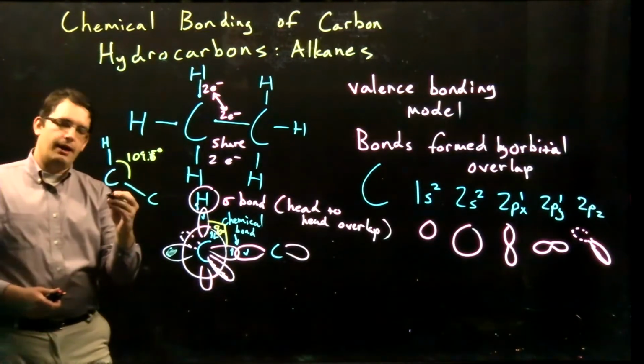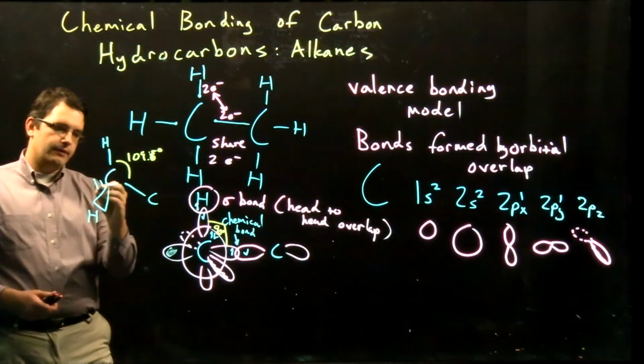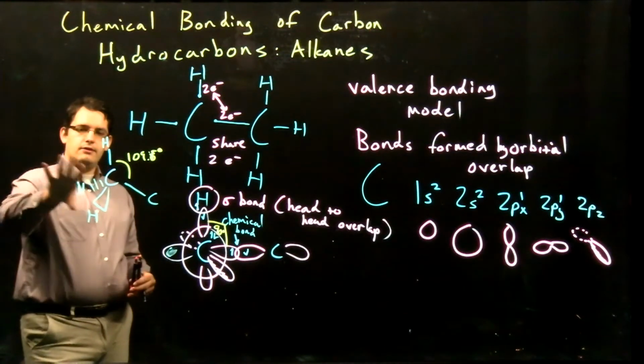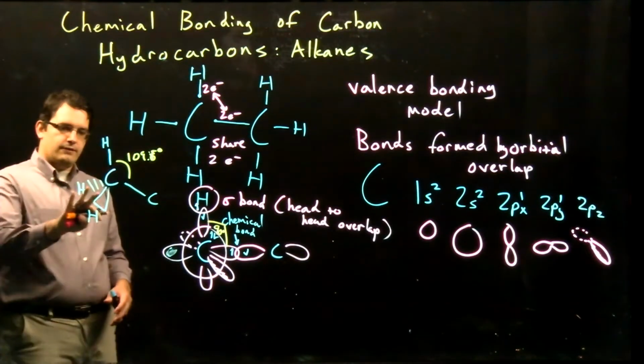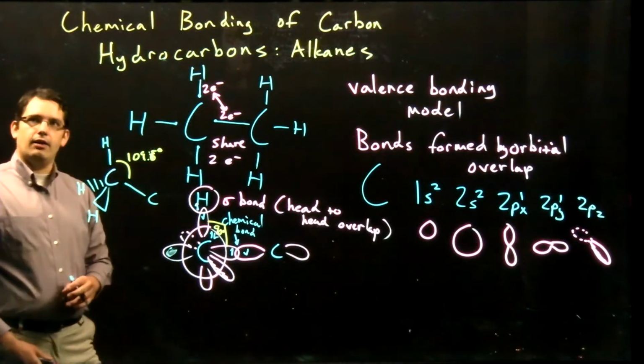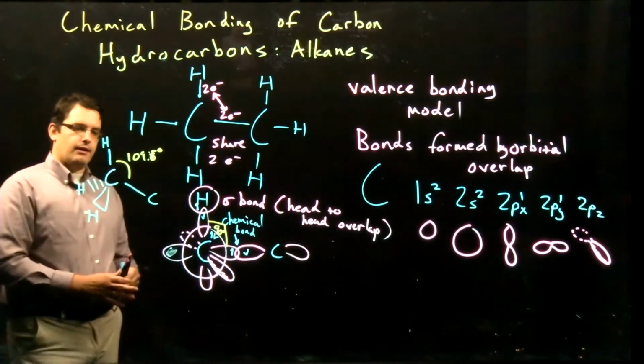And then we use wedges and dashes to represent the other bonds over here. So this dash is a bond going towards you guys. This wedge is a bond coming out towards me. And we have a 109.5 degree angle between each of our bonds to that carbon.